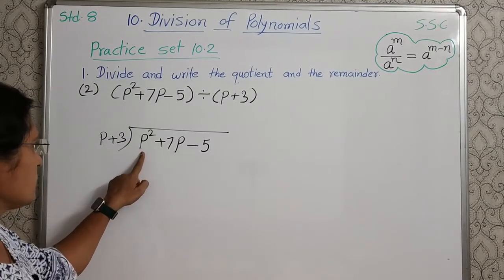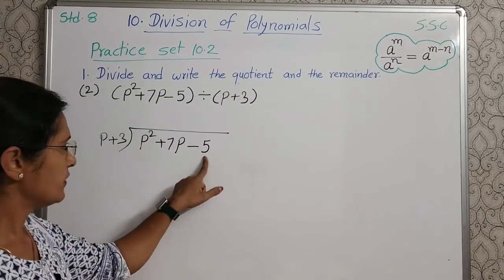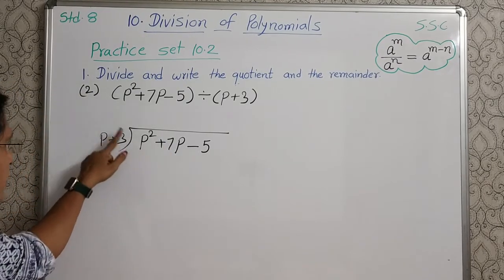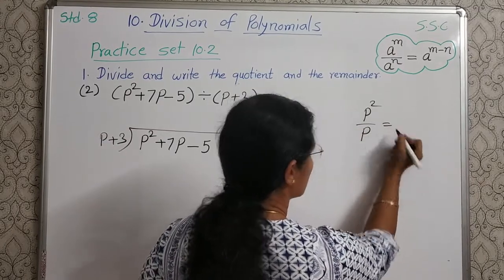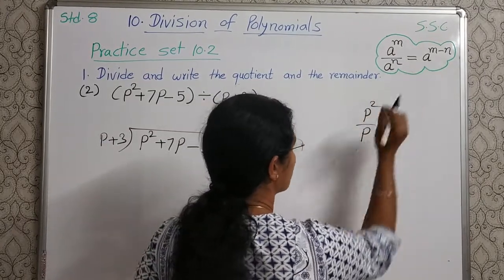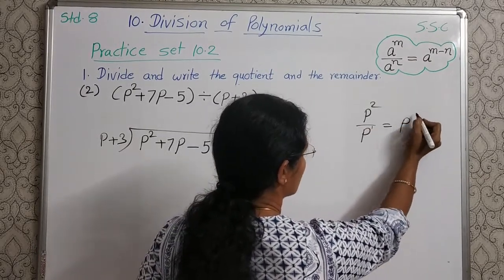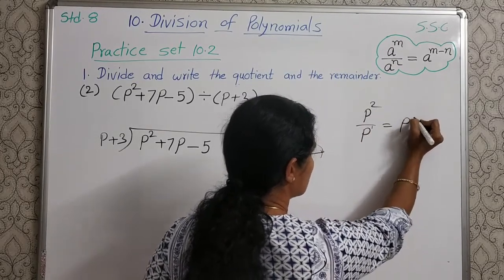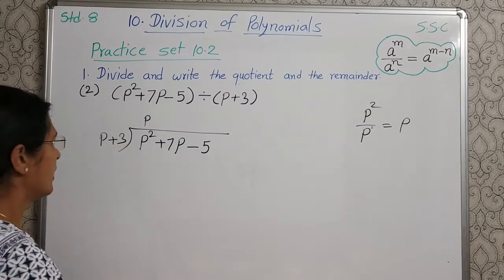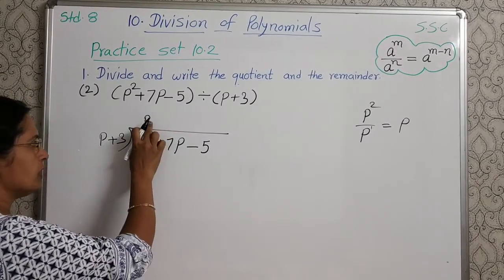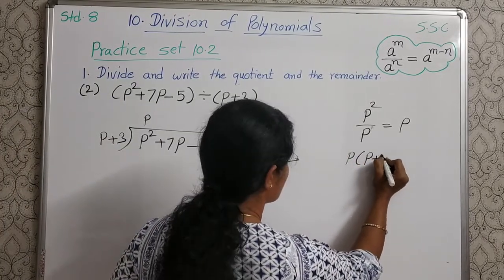Now take p square and divide it by p. It means take the first term of the dividend divided by the first term of the divisor. So p square by p. Now what is the quotient? Using this law of indices, p square by p raised to 1, it will be p raised to 2 minus 1. 2 minus 1 is 1. It means p is the quotient. Write that quotient p here. And now multiply this p with the divisor. So p into p plus 3.